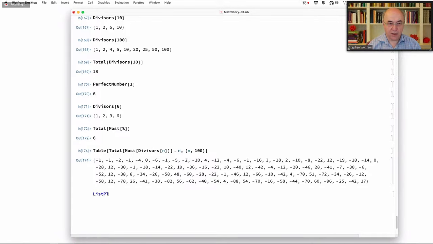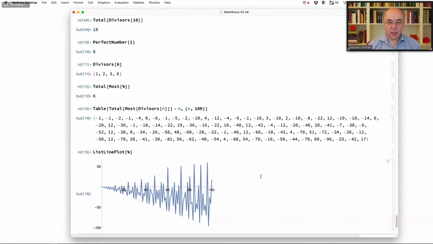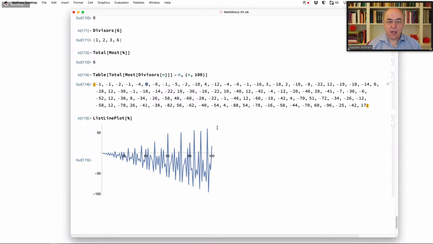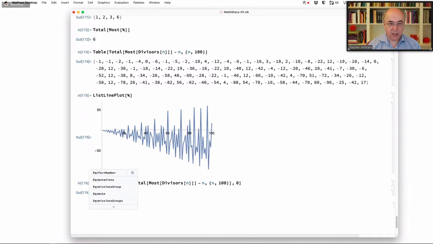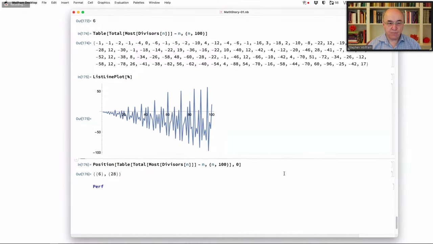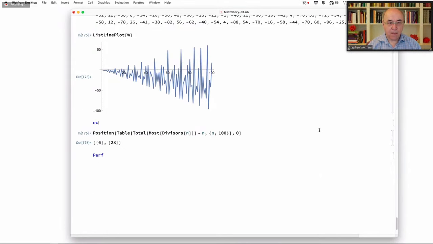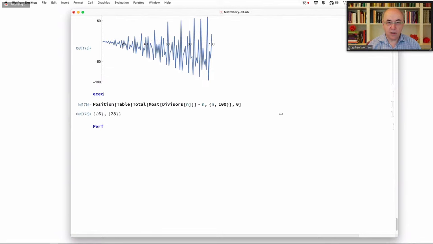I wonder what this even looks like. I don't even know what this looks like. Okay, so this is a curve that says, what's the difference between the number and the sum of its divisors? And occasionally, it's 0. That is what Pythagoras called a perfect number, a number that's equal to the sum of its divisors. And if we look here, let's find the first few perfect numbers. Let's say, what's the position in that list of the zeros? And we'll find 6 and 28 are the first two perfect numbers. What's the next perfect number? Well, the next perfect number is, I was typing in the wrong place.